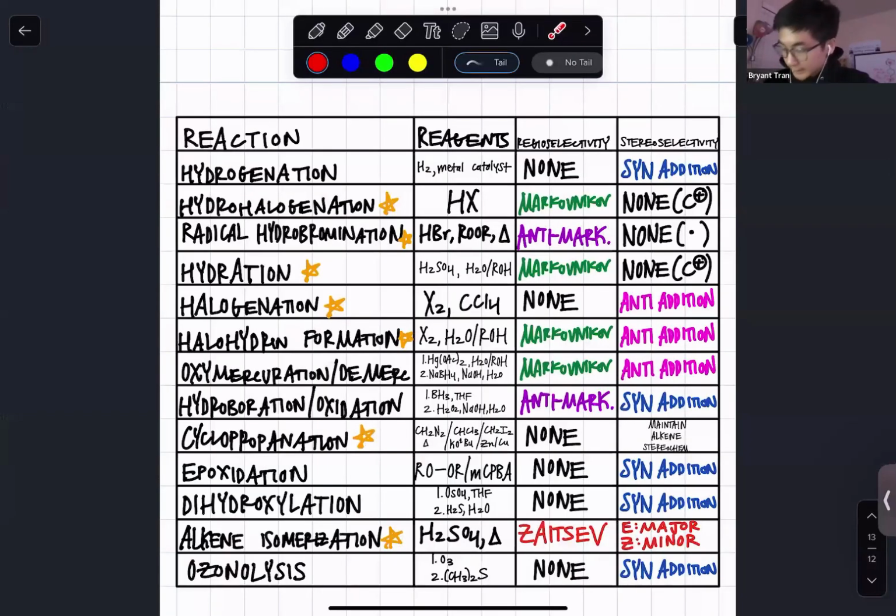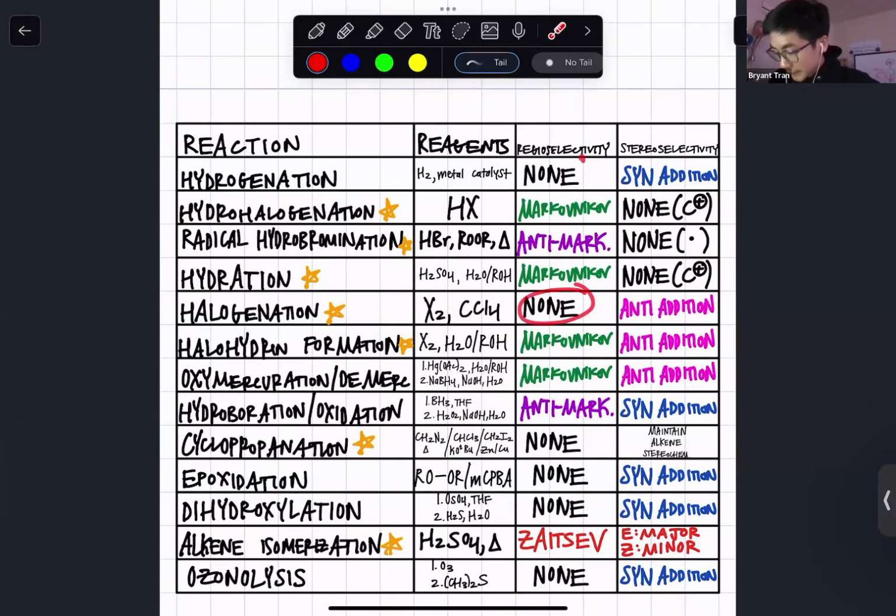the 118B midterm 1 alkene reactions and the reagents that you need to know, with the regioselectivity and stereoselectivity, like whether it's Markovnikov versus anti-Markovnikov, none. If you see none here, then that means that it doesn't matter, because in hydrogenation, for example, we're adding two hydrogens across the double bond. So we're adding hydrogens on both the more substituted side, Markovnikov side, and the less substituted side, anti-Markovnikov side. Right. Same as for halogenation with X2 and a solvent like CCl4.